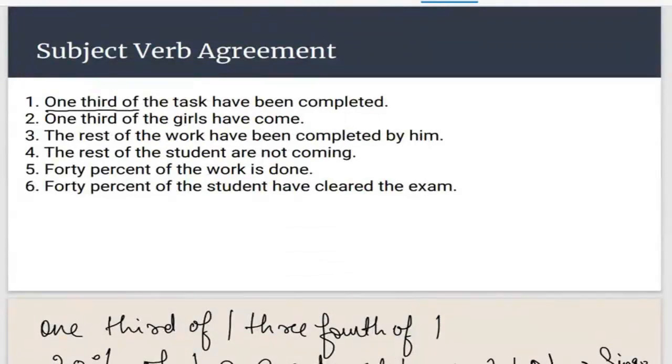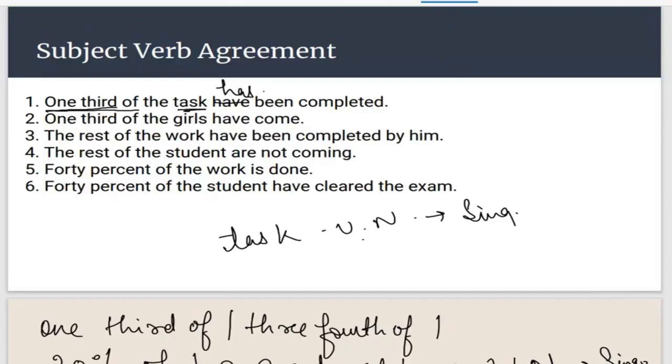I will solve question number 1 for you, and after that all the questions will be solved from your end. We need to analyze whether the noun used after this word is countable or uncountable. In question number 1, task is used, and task is basically an uncountable noun. So with an uncountable noun, we use a singular verb. So have will be replaced with has.